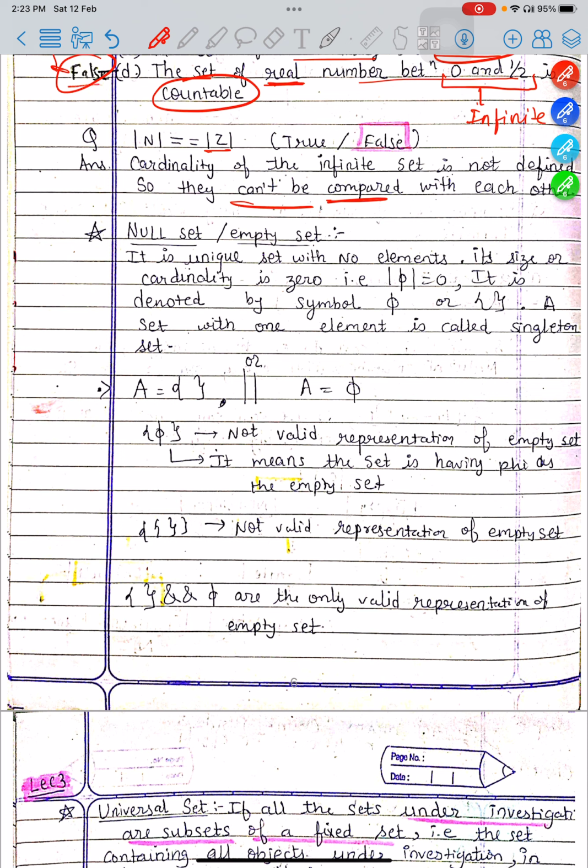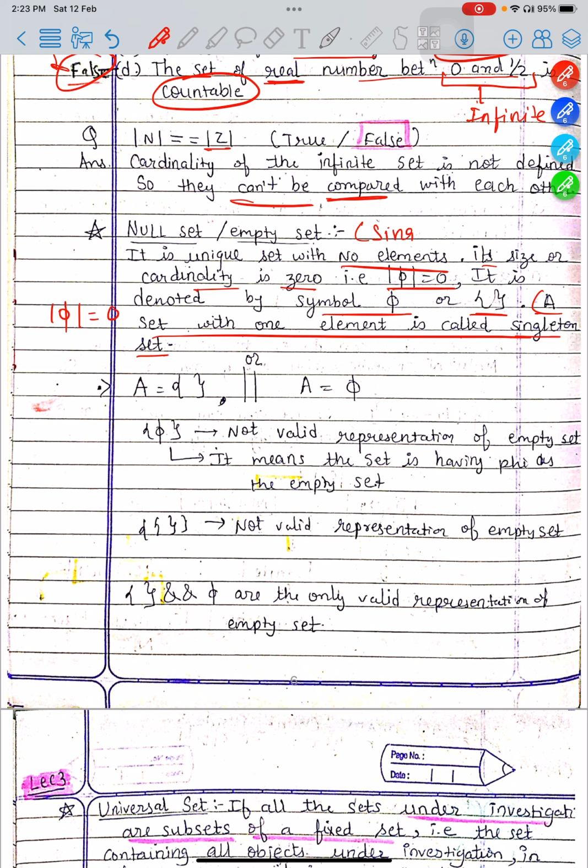Now the null set and empty set. These are two new sets introduced. The null set is a unique set with no element in it. Its size or cardinality is 0, that is, mod of phi is 0. It is denoted by the symbol phi or by empty braces. A set with one element is called a singleton set.